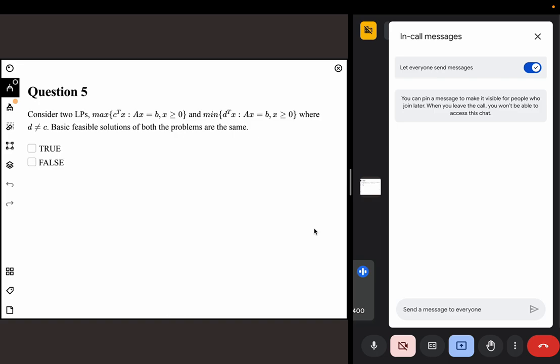Okay, this is somewhat a theoretical question. So you have two LPs, two linear programming problems. The first one is maximize c transpose x such that Ax equal to b, and the second one is minimize d transpose x such that Ax equal to b, where c and d are not equal. The basic feasible solutions of both the problems are the same.